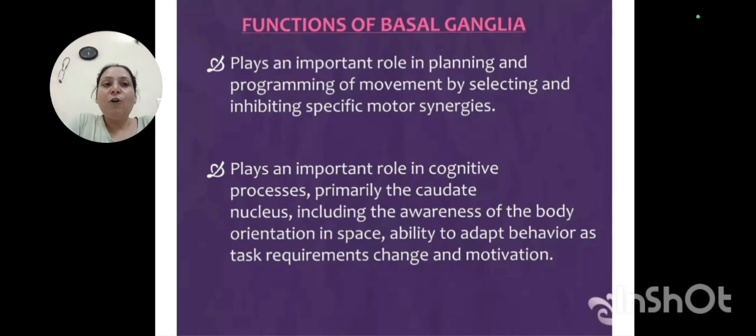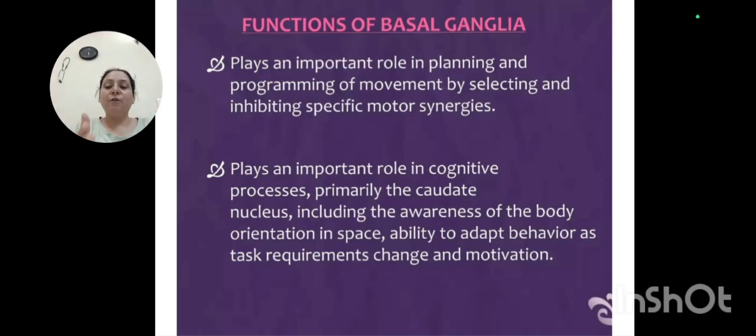Tremors are resting tremors, pill-rolling tremors, and in postural instability, balance is affected. Now we have already seen that the basal ganglia plays a very important role in inhibiting specific motor synergies, and it also plays a very crucial role in cognitive processes. Basically the caudate nucleus helps us give an awareness of body orientation in space, whether we are standing straight or we are deviated. This orientation is also given by the caudate nucleus.